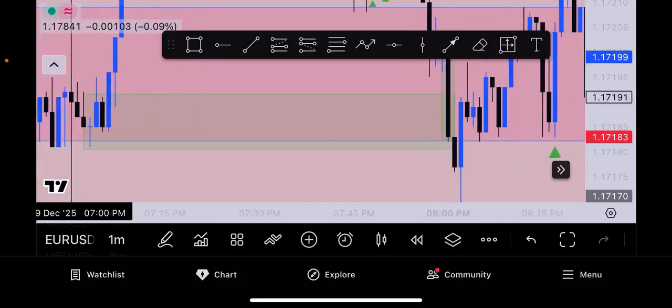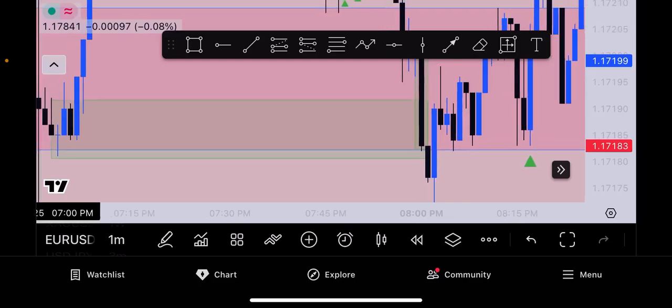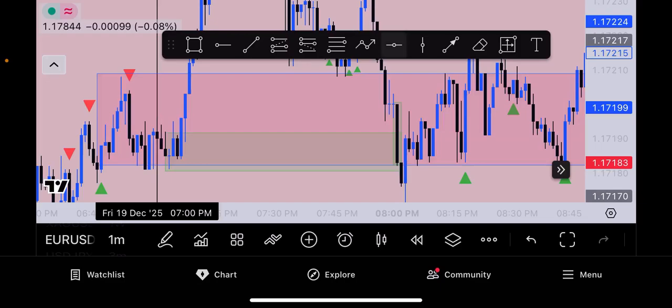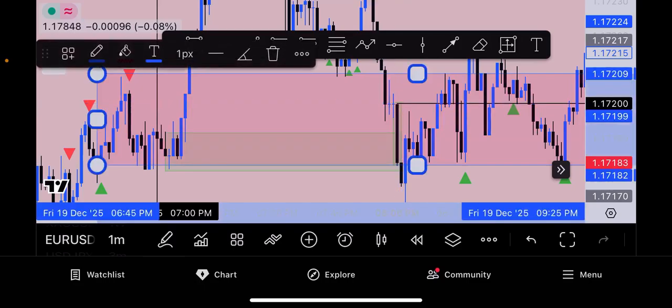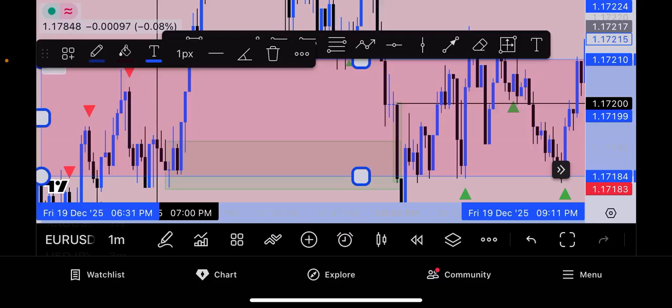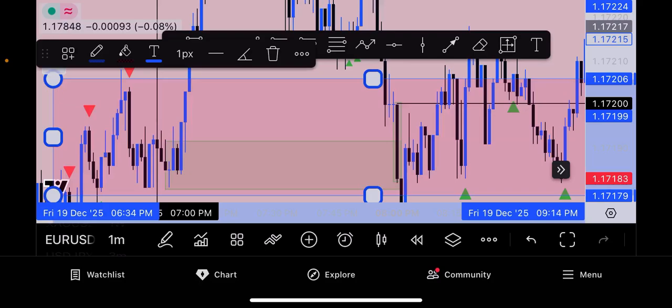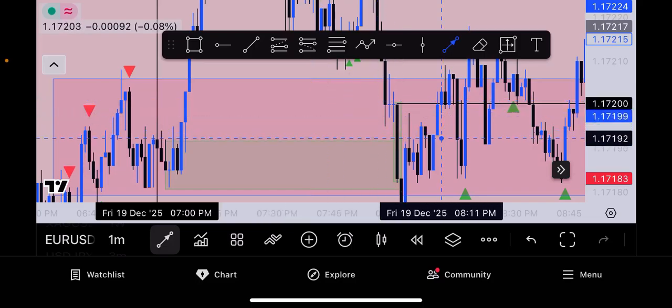So after this candle, we are now waiting for a candle to engulf it. Okay, it's very, very important. We are waiting for another bullish candle to engulf this candle right here. Okay, so this is the candle that engulfs this candle right here. This candle right here is the candle that was able to engulf it.